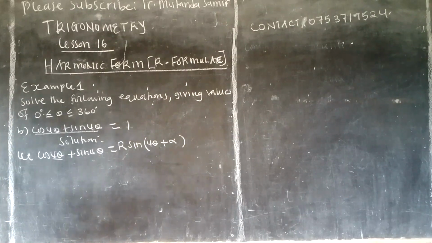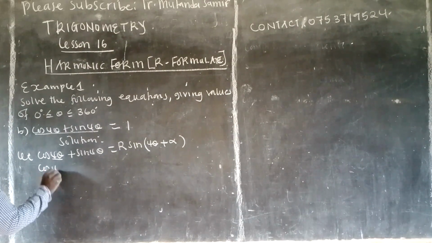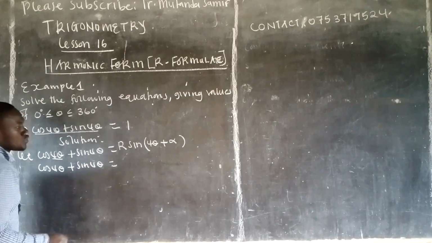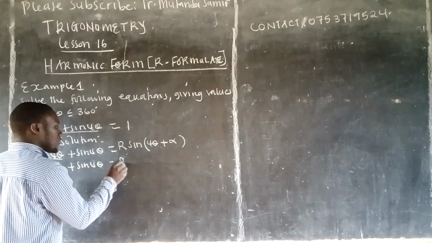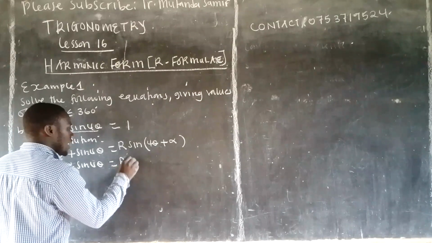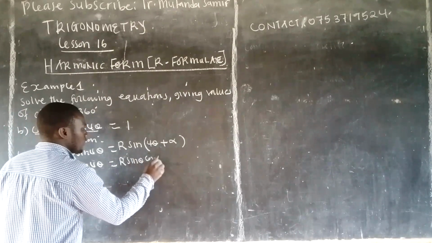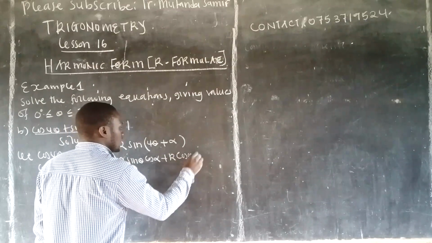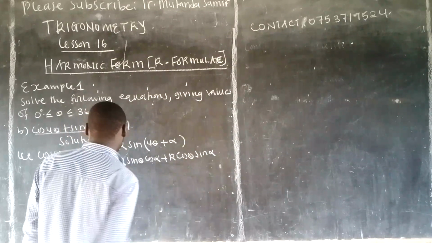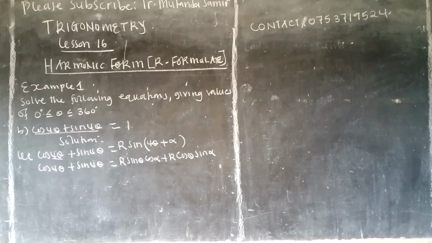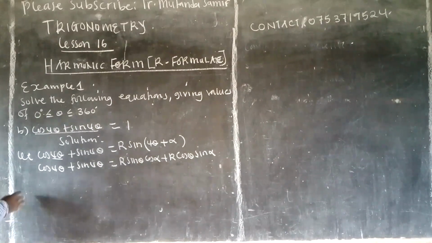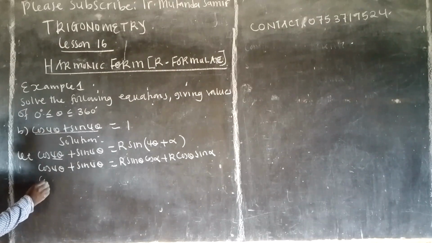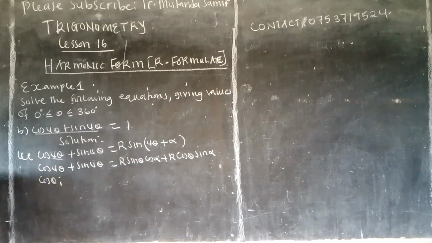Okay. The next, they're going to say, cos 4 theta plus sine 4 theta is equal to, now let us expand. When you expand, r must be attached on that expansion. R sine theta cos alpha plus r cos theta sine alpha. There we are. The next, what I'm going to do is comparing coefficients. So comparing coefficients. First, let's begin with the coefficients of cos theta.